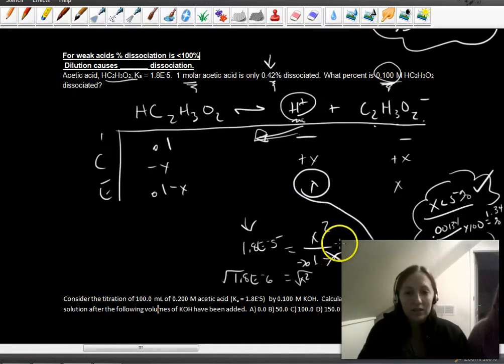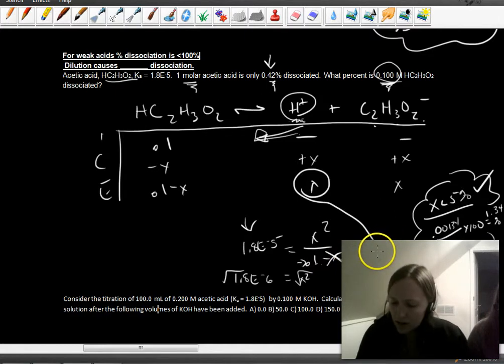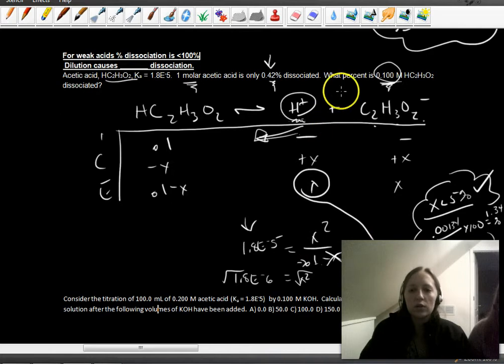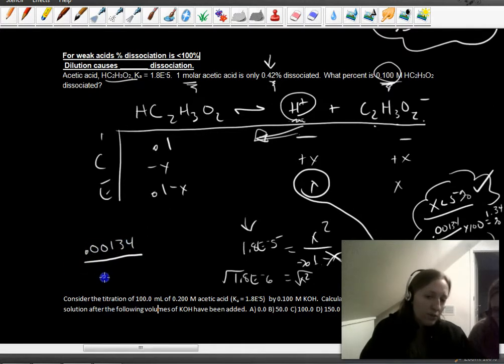Now that we know our H plus concentration, we can calculate the pH, but that's not what we're asking, is it? No, it is not. We want to know the percent dissociation. So that's part over whole. So the part that is dissociated is 0.00134. The whole is 0.1, and this is a percent, so times 100.